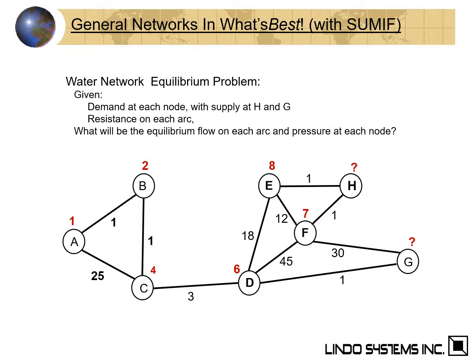The red is the amount that's demanded, and there is some resistance on each arc that's marked in black along each arc. What we're interested in is what will be the equilibrium flow on each arc and what will be the pressure at each node. So if you're designing a water system, you're interested in how much pressure we have to have at G and H to get the water through at a given rate. You are interested in what will be the flows in each of these pipes in the network. So let's look at how we would do this in What's Best or Excel.